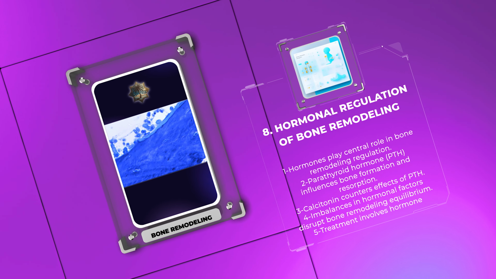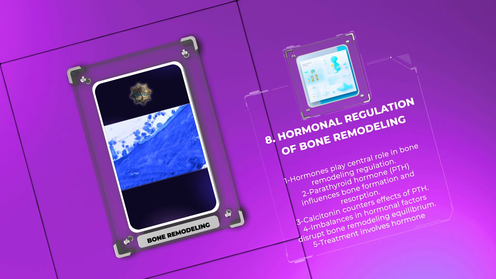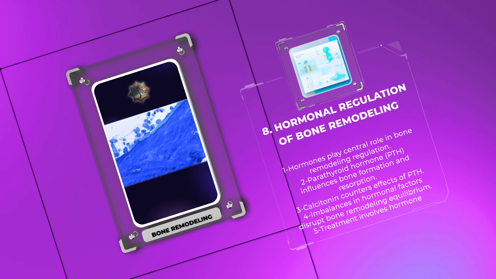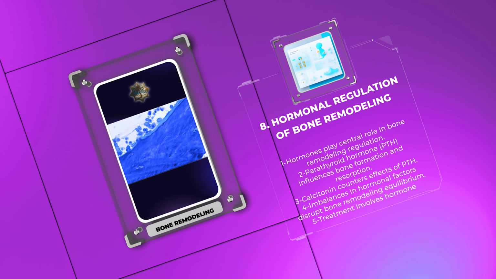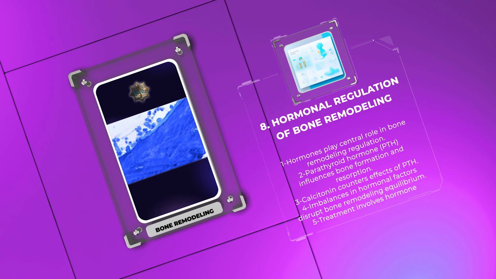Imbalances in hormonal factors can disrupt the delicate equilibrium of bone remodeling, leading to conditions such as osteoporosis, hyperparathyroidism, or hypoparathyroidism. Hormone replacement therapies, specific medications, or surgical interventions may be employed to restore hormonal balance and promote healthy bone remodeling.